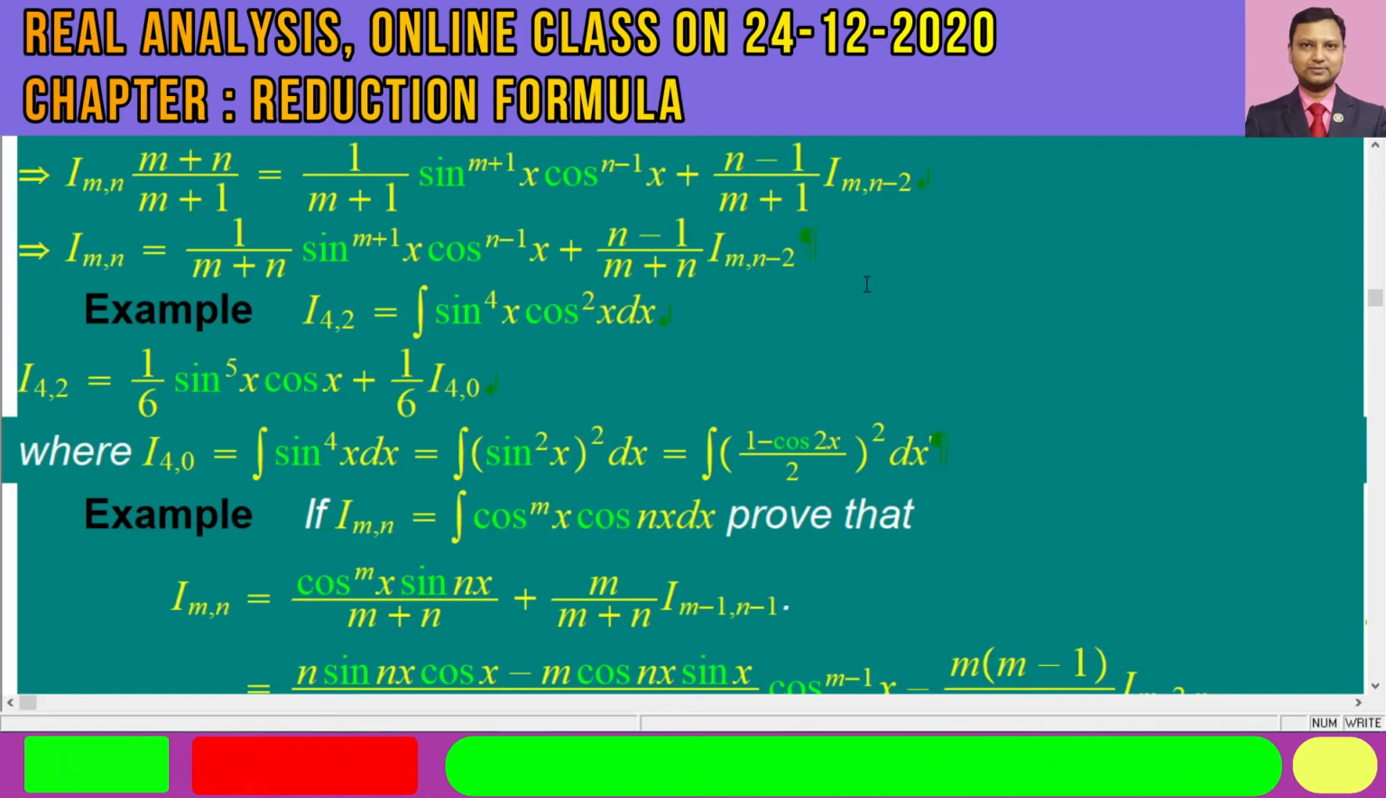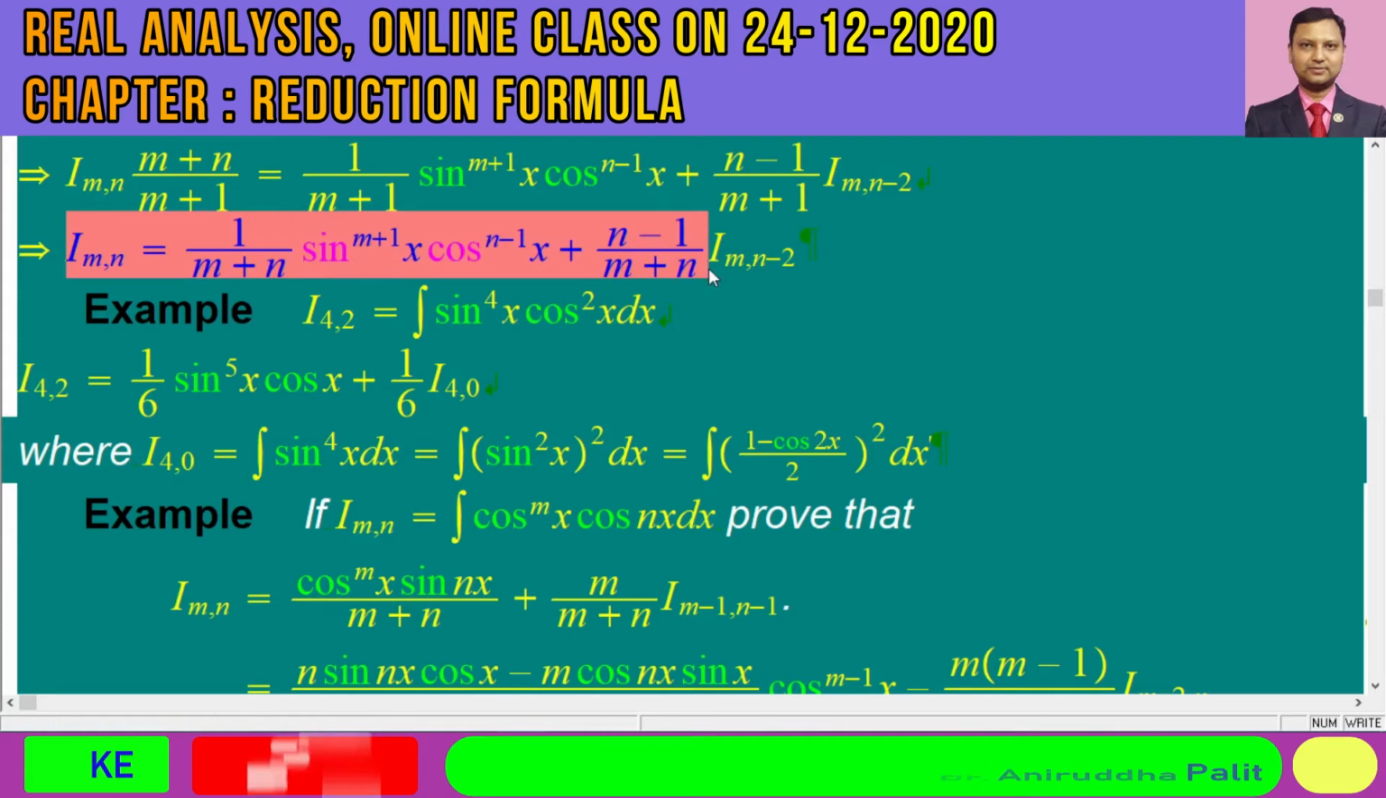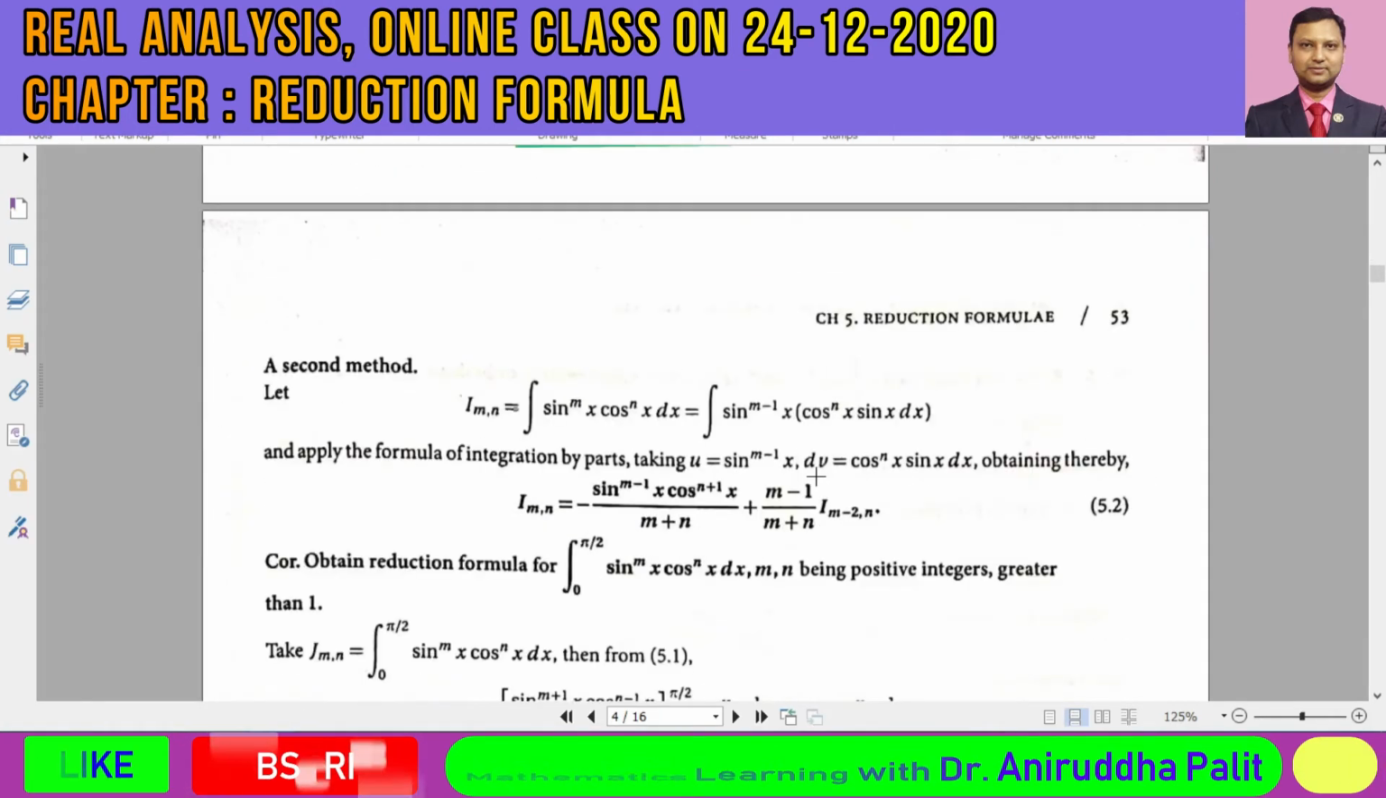Now suppose in place of this formula, we want to compute this second formula.